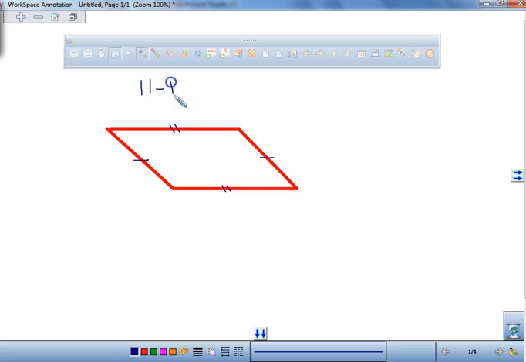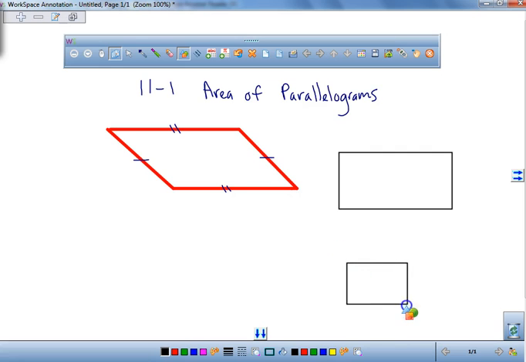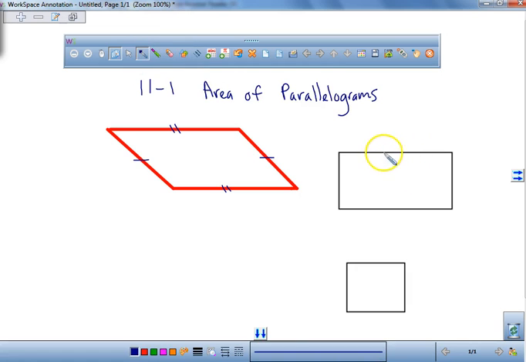We'll put 11-1. We're dealing with the area of parallelograms. All right, I'd like you to draw another parallelogram, and then one more parallelogram. There we go. I'm going to do one more.